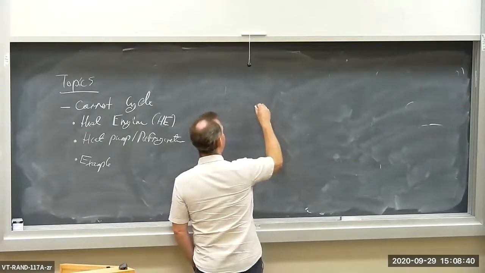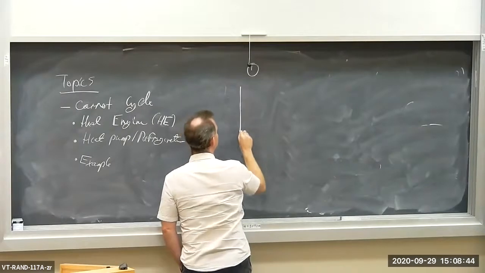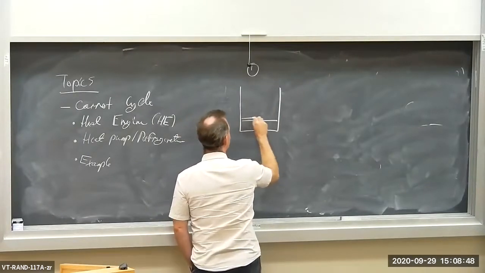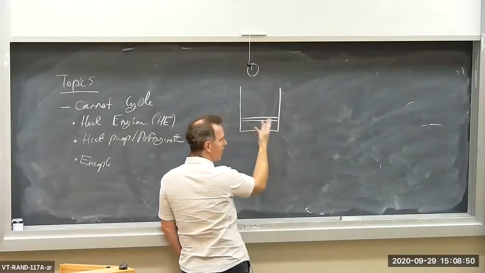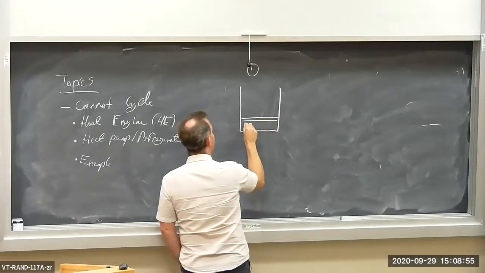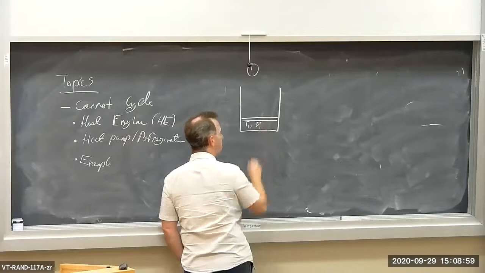Let's say we have at state one a piston cylinder device, and it's got some kind of a working fluid. I don't know, maybe it's air in here, who knows? But we start off at state one. Now at state one, we have a temperature T1 and a volume V1.